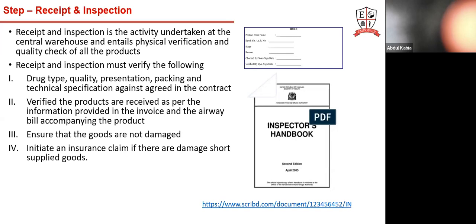Then you should also verify the products are received as per the information provided in the invoice. They might say this is what's in this carton, but when you verify, they might not be the same. So you need to verify. Then you should initiate an insurance claim if there are damages to supply. So in the receipts, these are basic functions that need to go through before items are accepted into the warehouse.